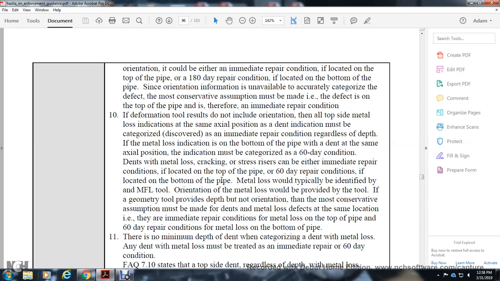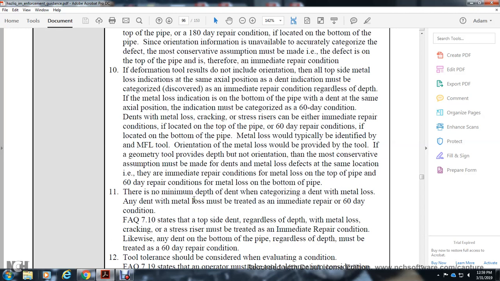Dents with metal loss, cracking, and stress risers are an immediate repair application if located at the top of the pipe, and 60-day repairs if located at the bottom of the pipe. Metal loss is typically identified by the MFL tool with orientation, but the geometry tool provides the depth without orientation, so a conservative assumption must be made: dents and metal loss at the same location are an immediate repair condition at the top of the pipe, and a 60-day repair condition at the bottom of the pipe. 11. There is no minimum depth for a dent categorized with metal loss. A dent with metal loss must be treated with immediate repair or 60-day condition.